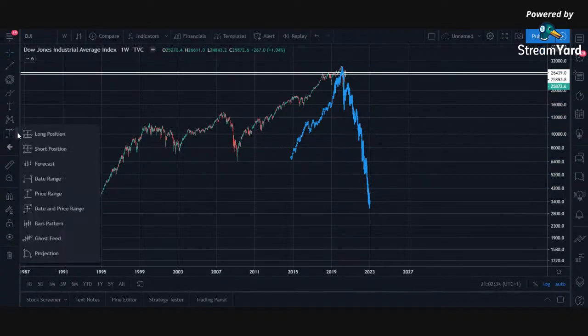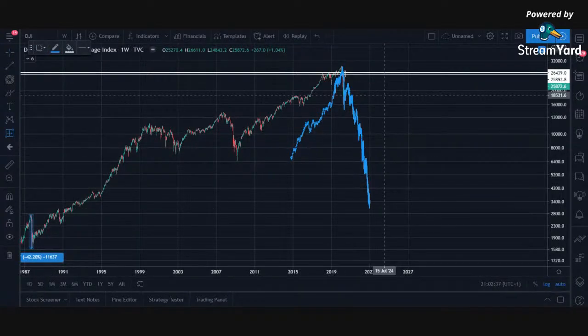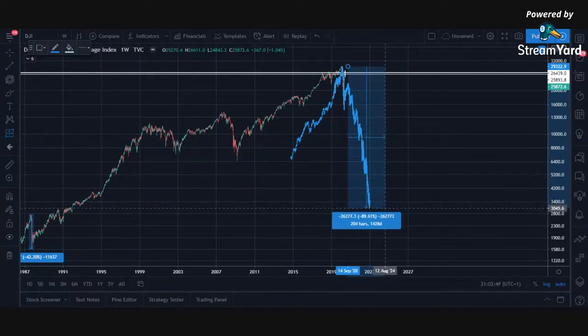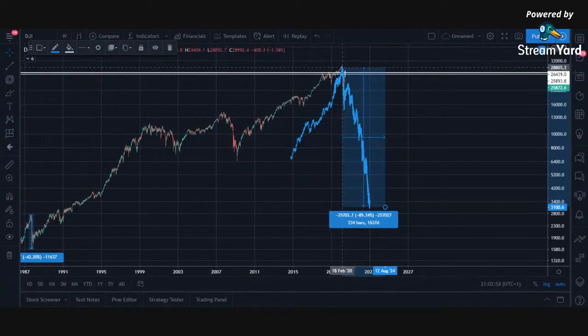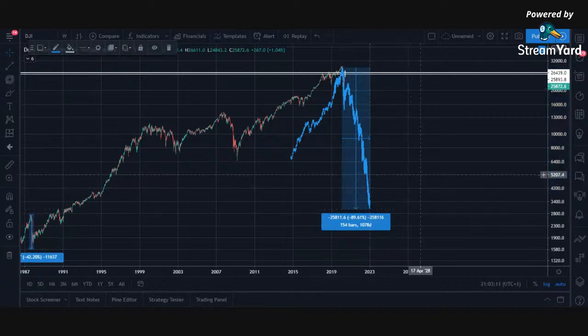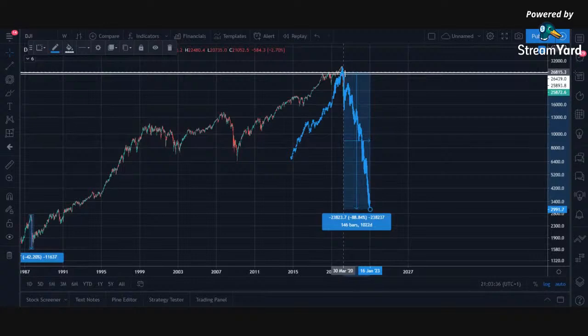Let's use the date and price range. Date and price range one. Yeah, but I have to put it from here to the top. To here. So what? 154 bars, 1,078 days. So that would put us in 300, 600. Yeah, roughly about 3 years. I guess it's actually right.